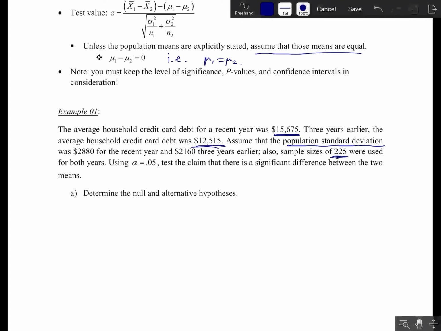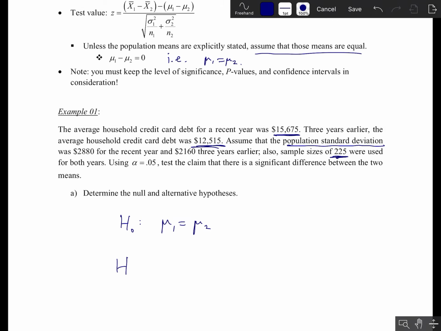And now it says using alpha equals 0.05, so in other words, a 5% level of significance, we want to test the claim that there's a significant difference between the two means. So let's start by just writing down the null and alternative hypothesis. If you want to write it this way, then that's fine.